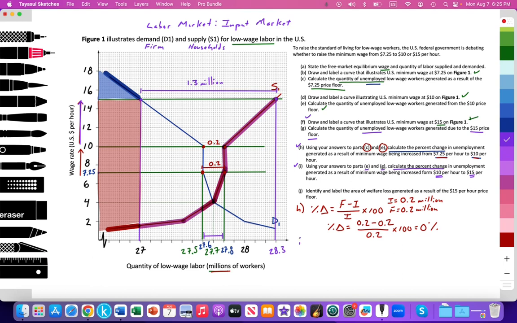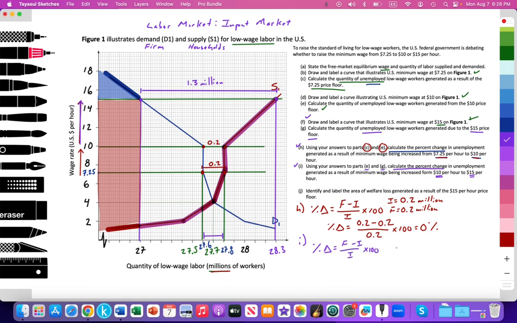I want you to pause the video and calculate what the percent change in unemployment would be as we go from $10 to $15 an hour. Please pause the video now. Okay, so let's take a look. Question I. Again, we're looking at the percent change. It's going to be final minus initial divided by initial times 100.